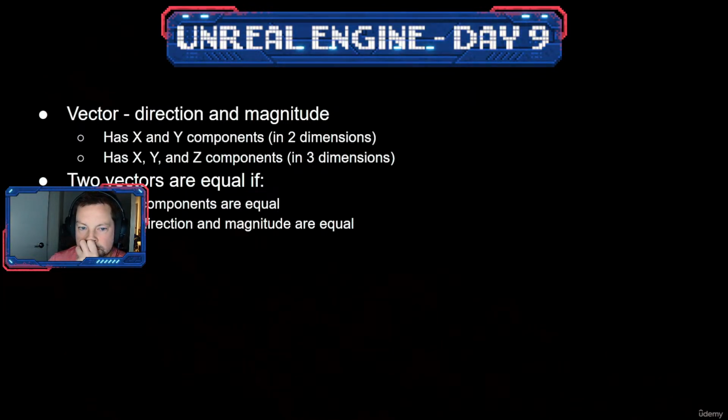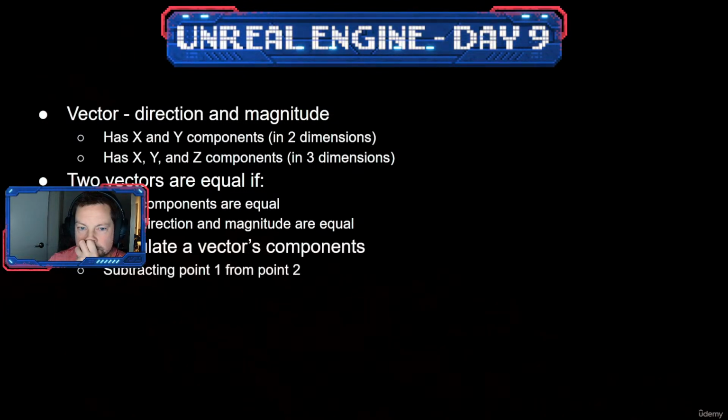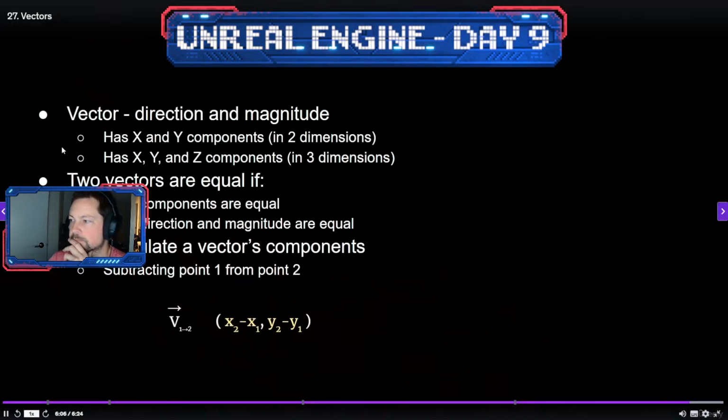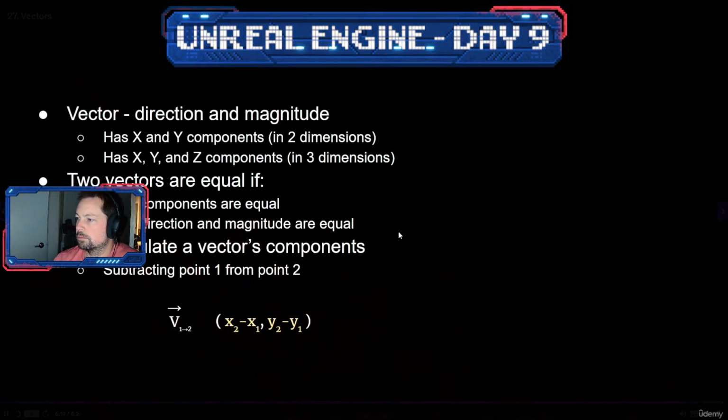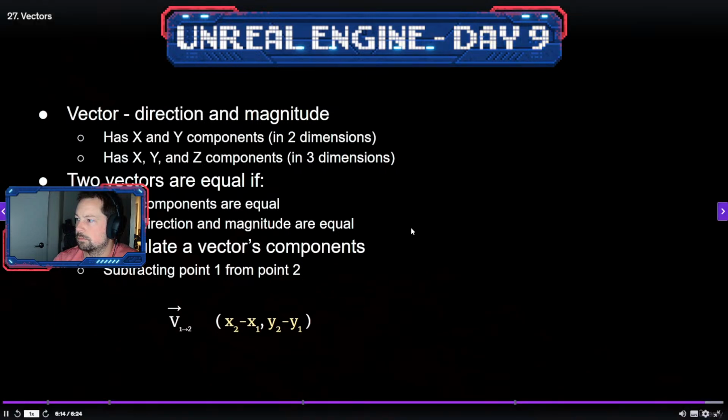We've also learned that we could calculate a vector's components by subtracting point 1 from point 2 for the x and y coordinates. So we have this formula for the vector from point 1 to point 2. It's always going to be the coordinates at the head minus the coordinates at the tail for both the x and y components. So now we have an understanding of what a vector is.